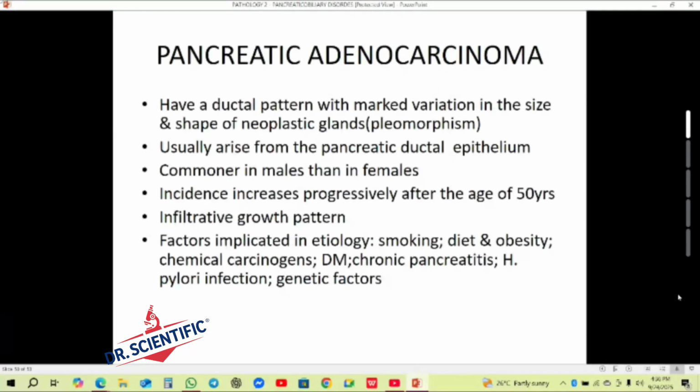So basically, it's commoner in males, and in females the incidence progressively increases after the age of 50 years. It has an infiltrative pattern, as I've already said, so it tends to get into the tissue of the pancreas and so on. These are some of the factors implicated in the etiology: smoking, diet and obesity, chemical carcinogens, diabetes mellitus, chronic pancreatitis, and Helicobacter pylori infection. Remember the Helicobacter pylori that we talked about when we talked of gastric cancers, duodenal ulcers, and so on. And then some genetic factors are thought to be some of the causes.